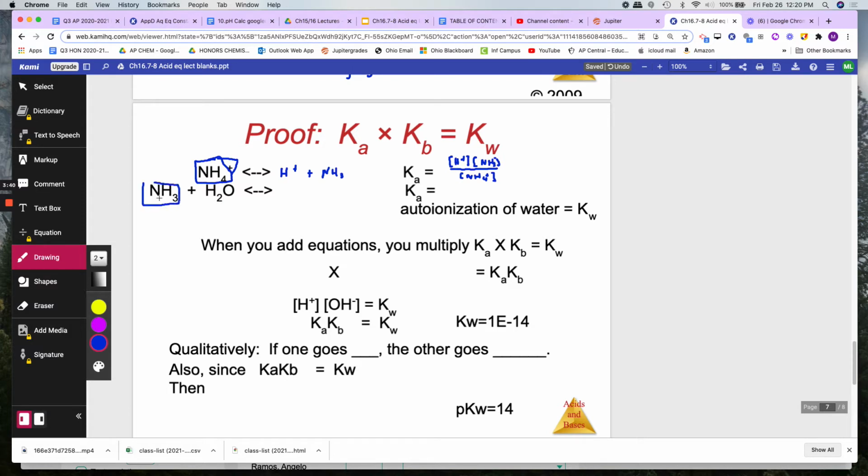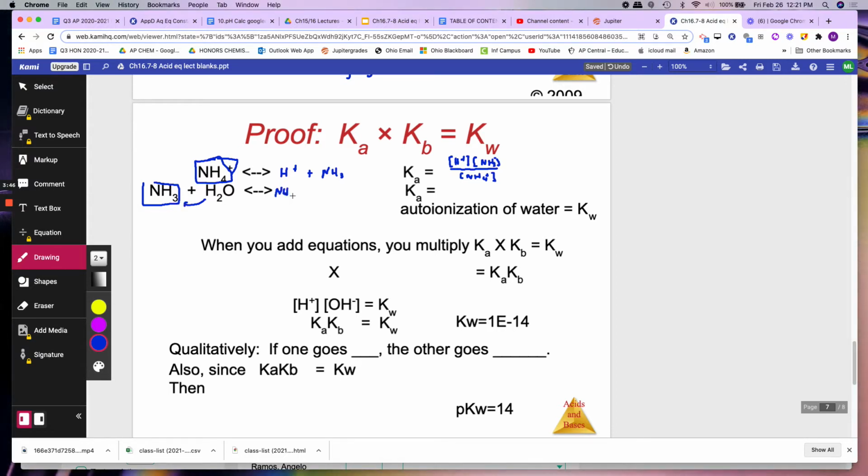Remember, they're conjugate pairs. When you add the base to water, the H goes this way, so you're going to get NH4 plus and you're going to be left with OH minus. So that NH3 right now is acting as a base. This should be B. So Kb is equal to NH4 plus times OH minus over NH3.